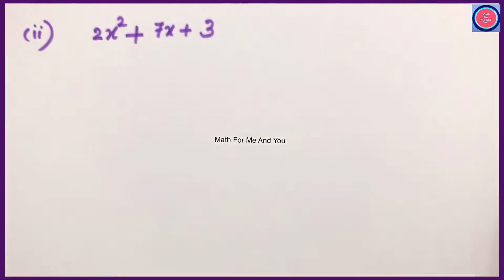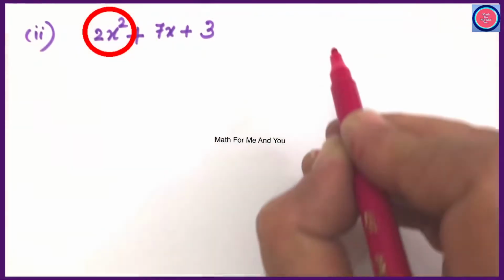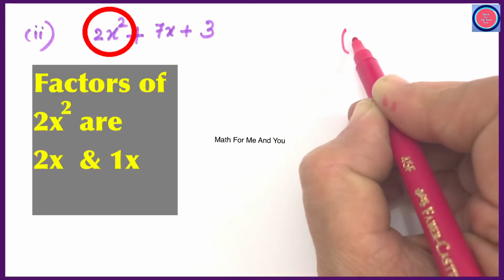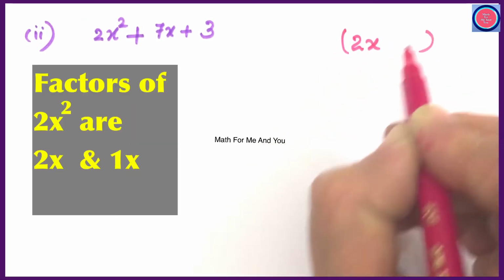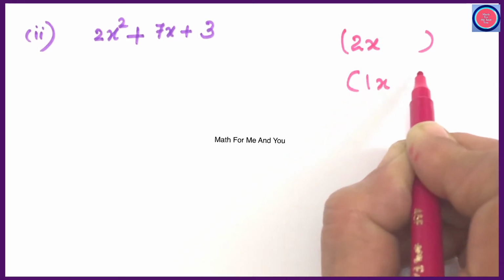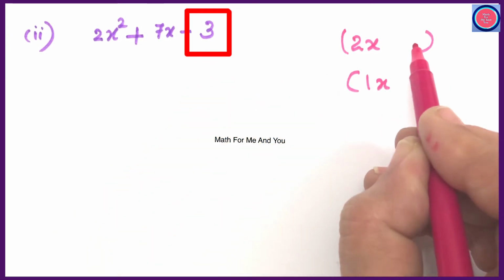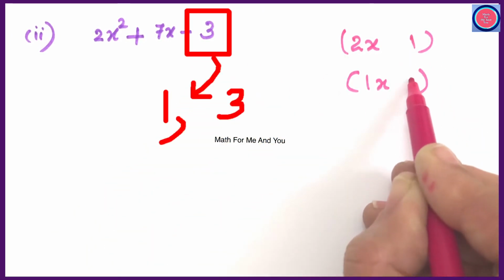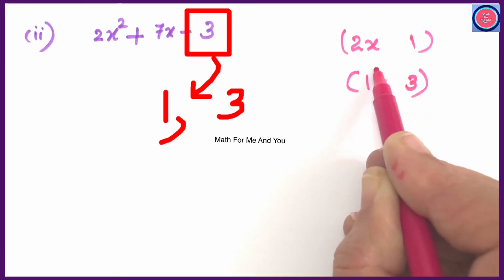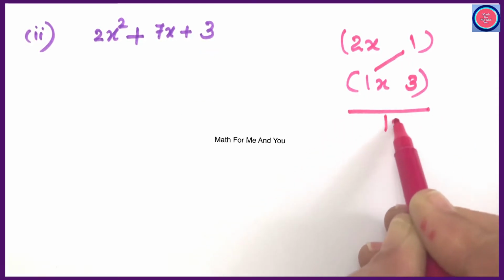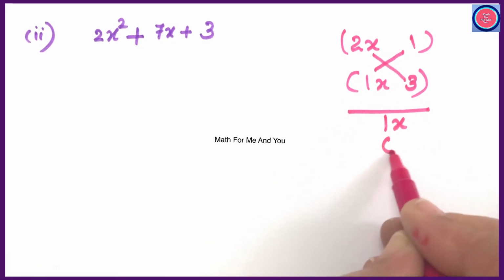Next we are going to factorize the polynomial 2x square plus 7x plus 3. Consider this polynomial and check whether it is in standard form or not. Yes, this is in standard form. So we can factorize starting from the first term. The factors of 2x square are 2x and 1x. I keep 2x and a number in the first bracket, 1x and another number in the second bracket. Which numbers will we put here? The factors of 3. What are the factors of 3? 1 and 3. Cross multiply. What do we get? 1x times 1, it is 1x. 2x times 3, 6x.